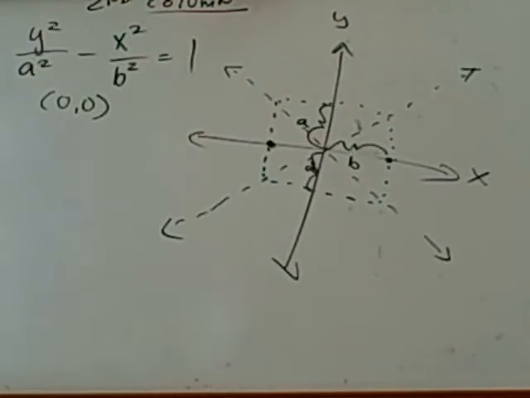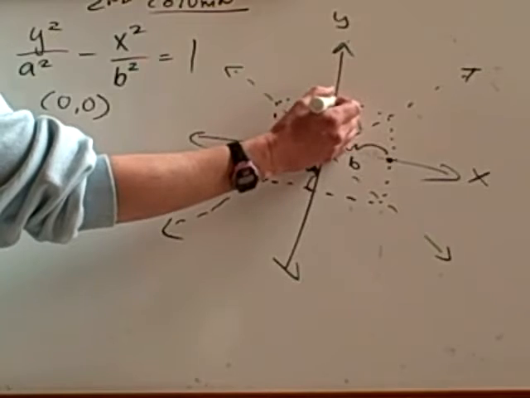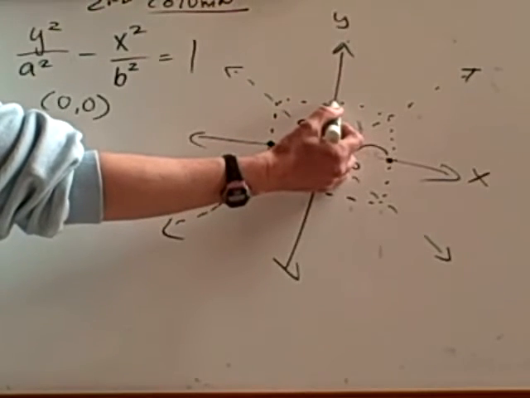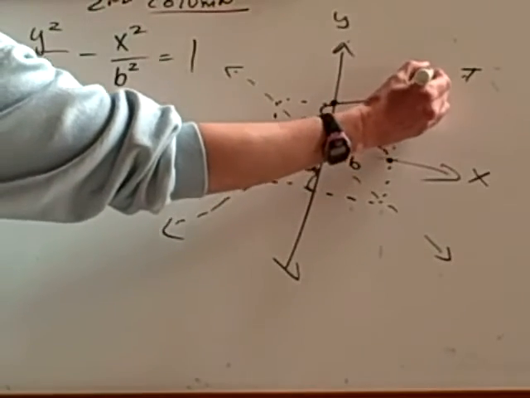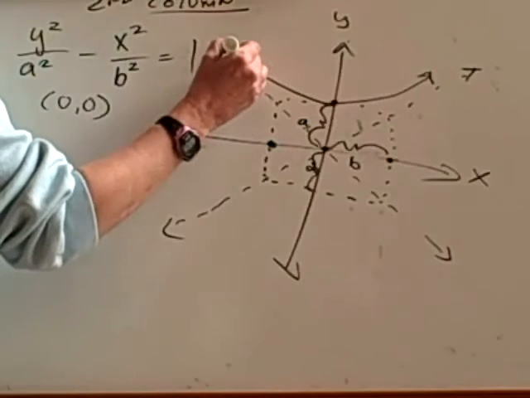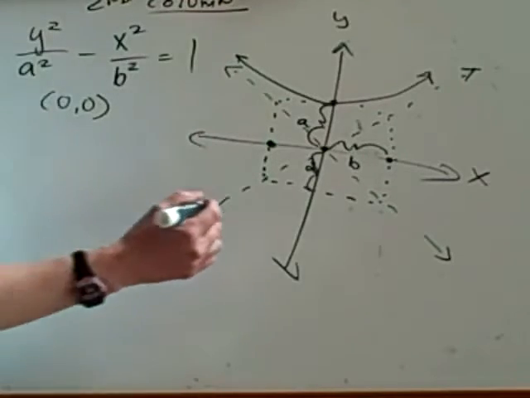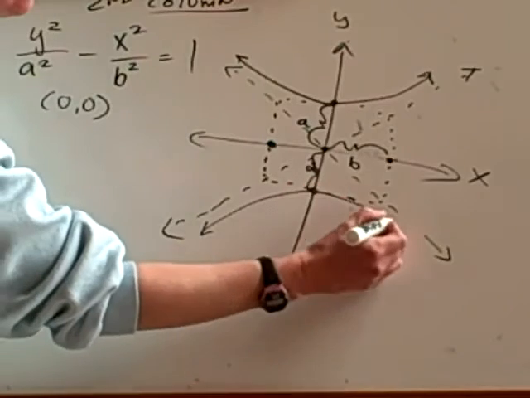Now I have not yet drawn in the curve, and the reason I wanted to show you this is because from this center, A is the distance to the vertex, so my hyperbola is actually going to start right on the edge of this rectangle. And the way it's going to go is just inside these asymptotes, approaching them but never actually touching them. Good on that one?